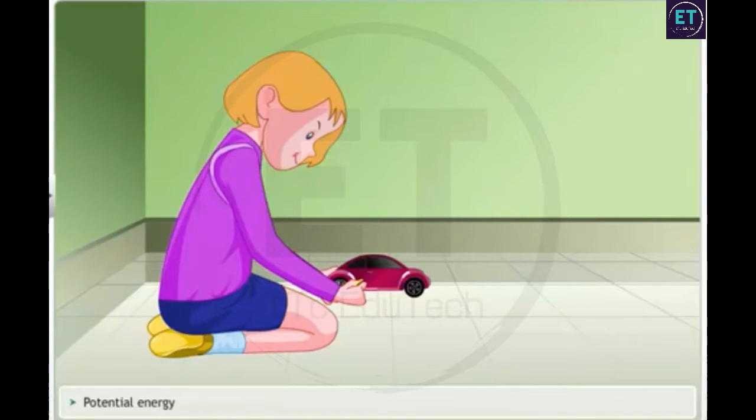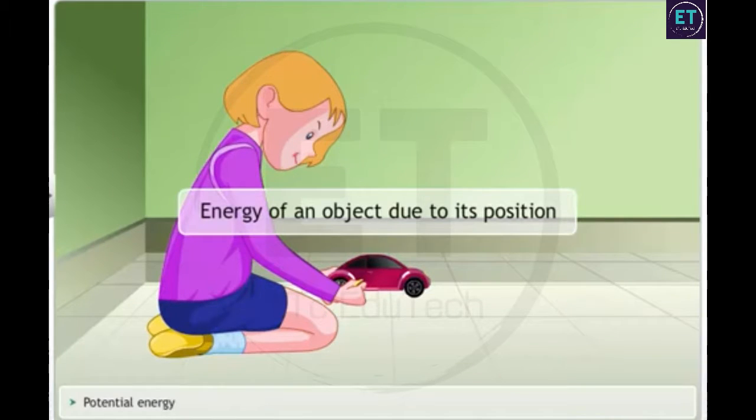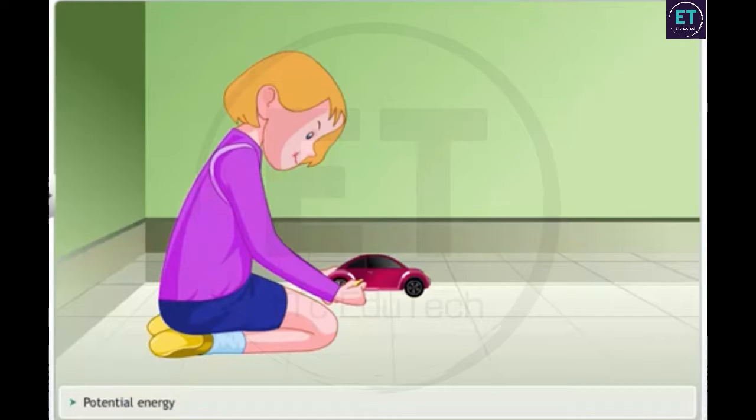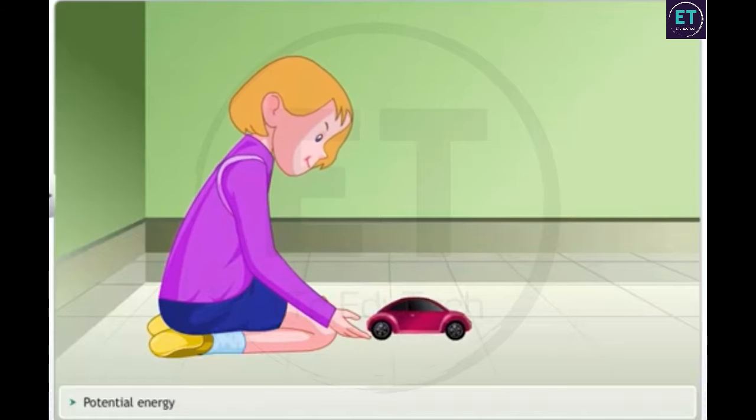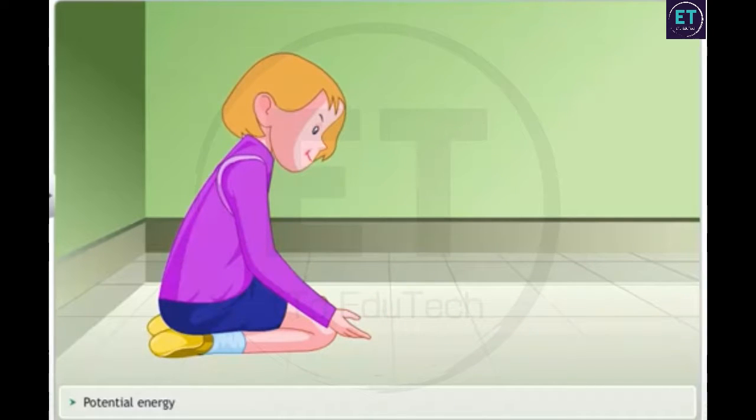You can find energy in different forms. Energy of an object due to its position or arrangement in a system is called potential energy. For example, the work done in winding the key of a toy car is stored in the form of potential energy in it. This energy is released as the spring unwinds and sets the car in motion when it is left free on the floor.